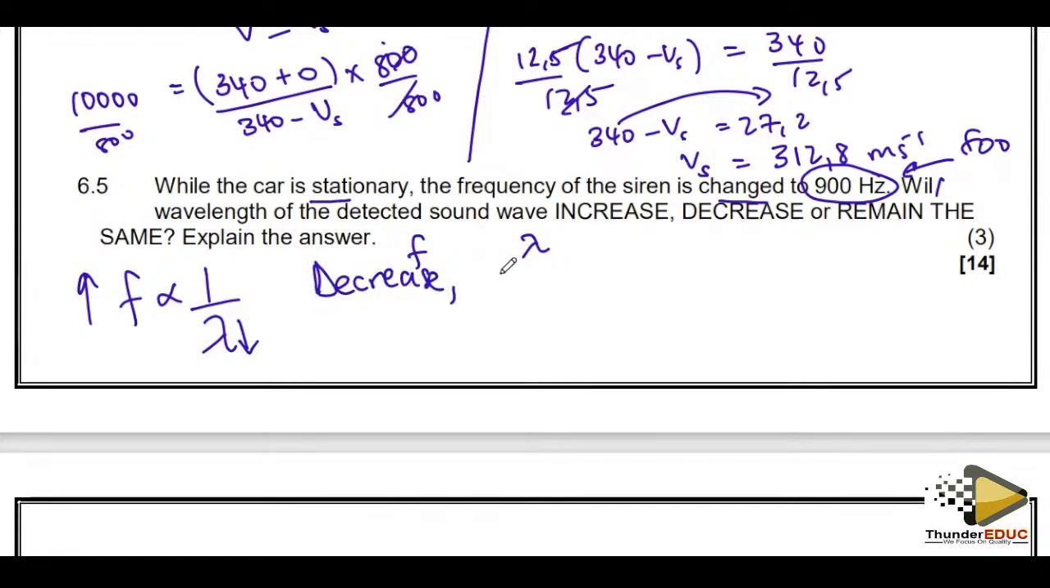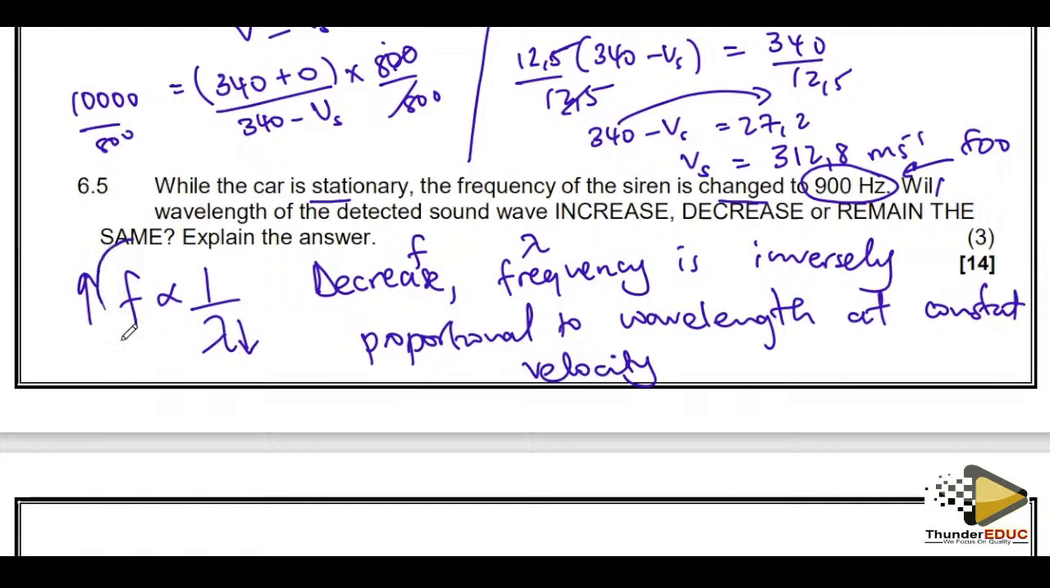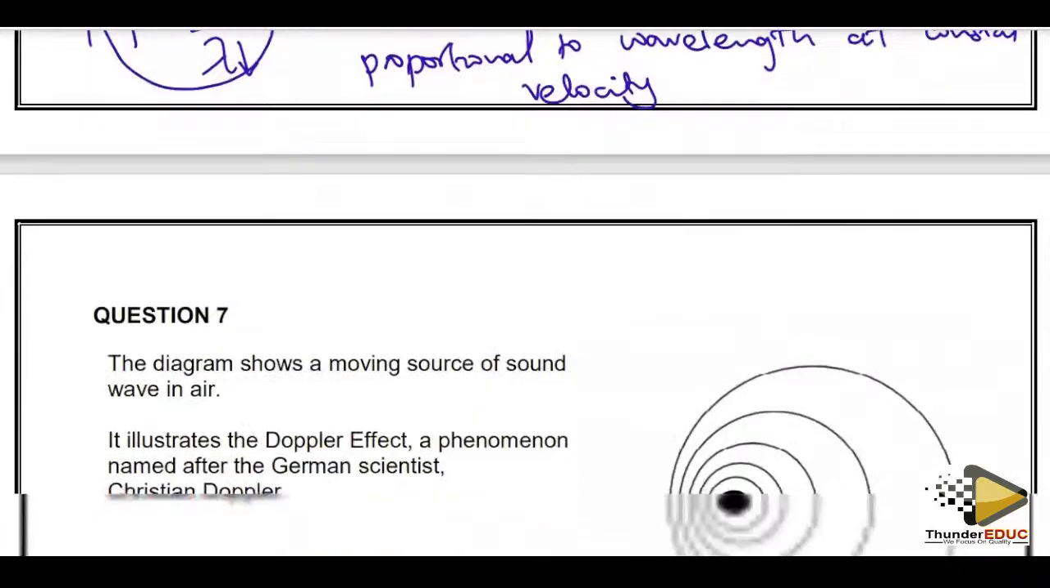You can say that frequency is inversely proportional to wavelength at a constant speed, constant velocity. You can write it this way, or you can just use what we used in the first case where we say the frequency increases, the wavelength decreases, and vice versa. All right, so that is question number 6.